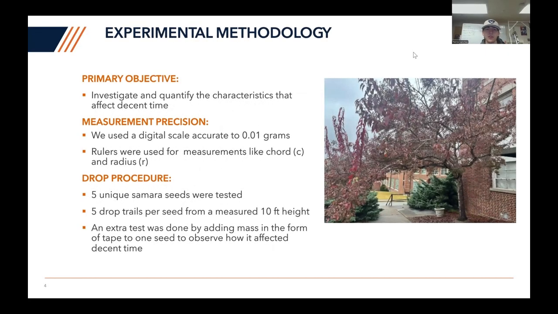So our experimental methodology: our primary objective was to investigate and quantify the characteristics that affect descent time. For our measurements, we used a digital scale that is accurate to 0.01 grams, and we used rulers for measurements like chord and radius. For the drop procedure, we dropped 5 unique Samara seeds, and we did 5 drop trials per seed, and each was dropped from a height of 10 feet. And then we did an extra test by adding mass in the form of tape to one of these seeds and observed how it affected the descent time.